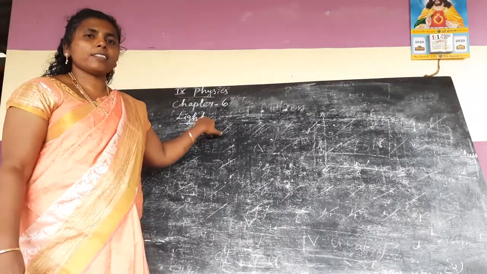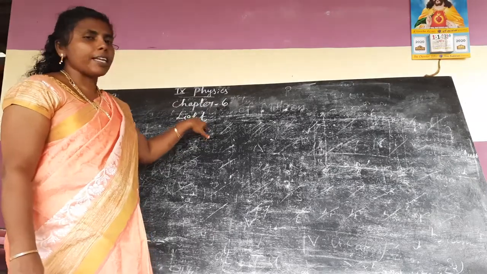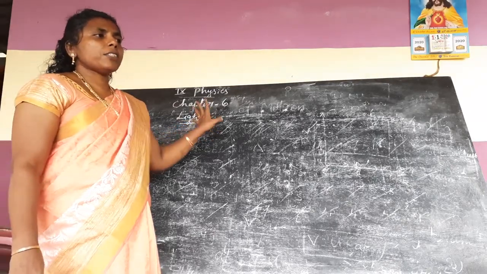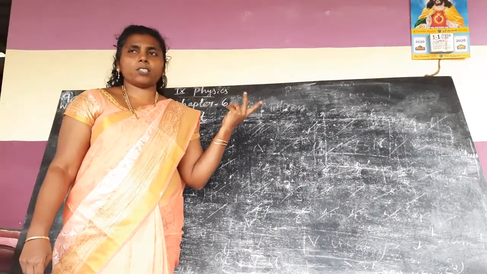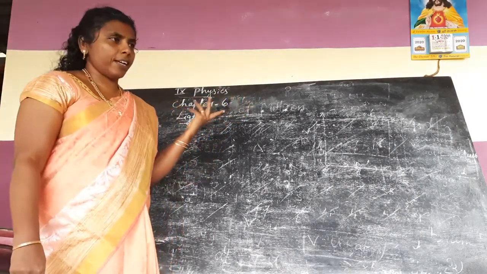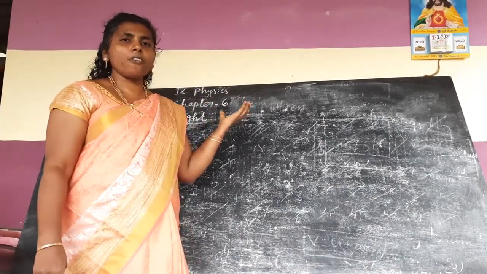So the first 5 lessons are completed. Today is the 6th lesson. The chapter name is light. From the 6th standard onwards you have learned about light. Now, can you say what is light? Light is a form of energy. We learned this earlier. Light is a form of energy.